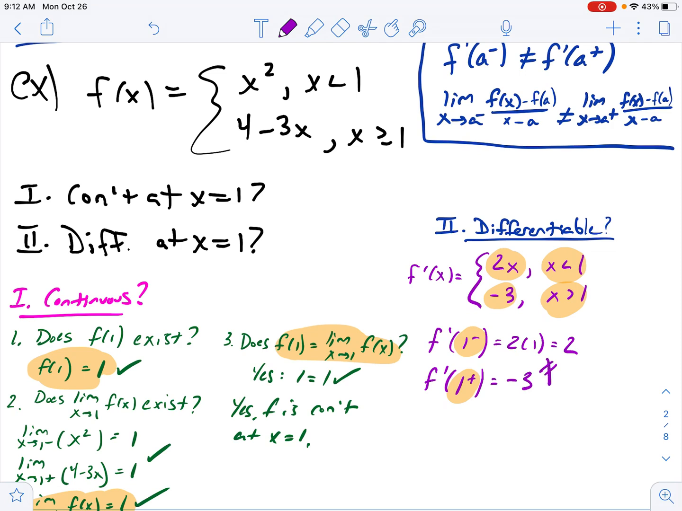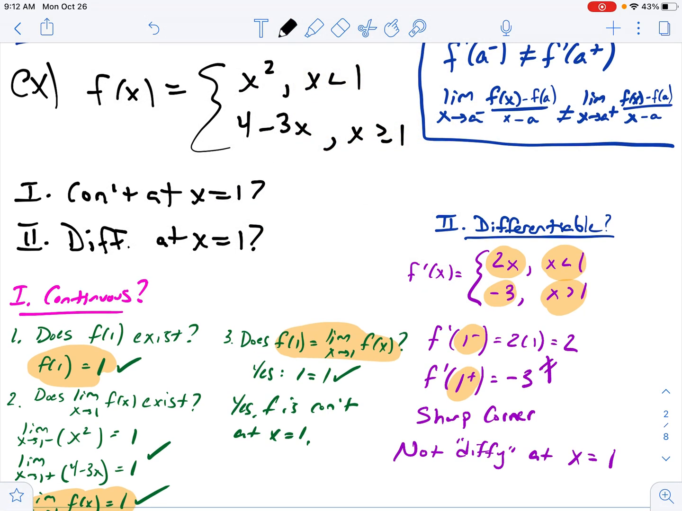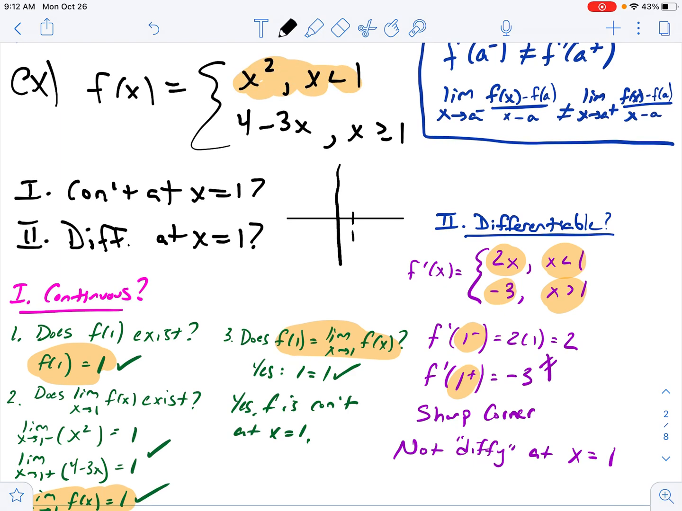And what we see is that these values most certainly are not equal to each other, okay? So this is indicative of a sharp corner. We have two different slopes coming into this function at x equals 1. So this is not differentiable, aka diffy, at x equals 1. Okay, and actually if we look at the graph of this, I'll do my best to sketch it. It shouldn't be too bad. Look, this splits up at x equals 1. To the left, it's just the parabola x squared.